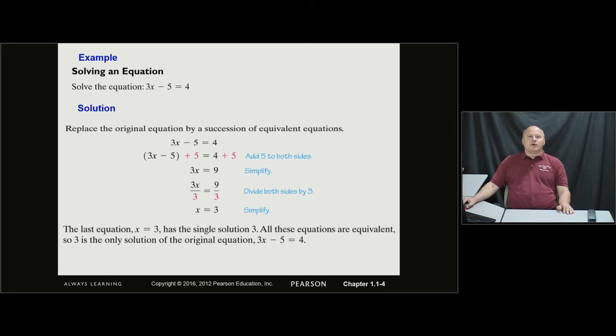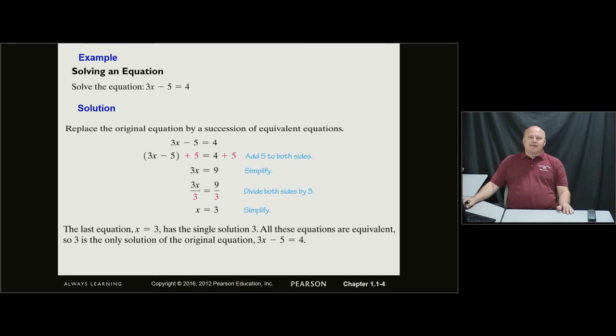Alrighty? So, for example, the first equation, 3x minus 5 equals 4, is equivalent to the second one. The second one is equivalent to the third one, and the third one is equivalent to the fourth one, and the fourth one is equivalent to the fifth one. So therefore, the first one is equivalent to the fifth one. So therefore, the solution for that equation is 3.